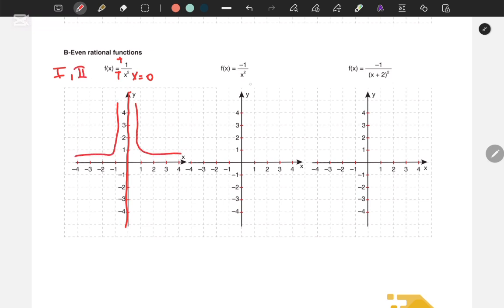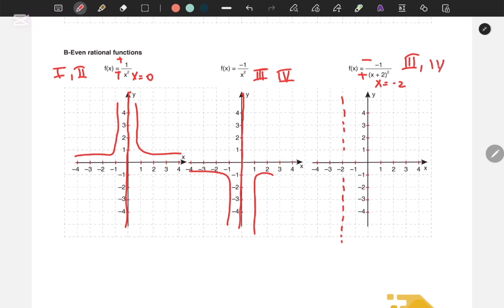This sign is negative. Again, the border is 0. Third and fourth. Here, guys, what makes the denominator 0? Negative 2, isn't it? So let me draw the border. You see that I draw the border. The sign is opposite and the power is even. What quadrants? Third and fourth quadrants. So third and fourth, let me draw. You see that? This is my graph.